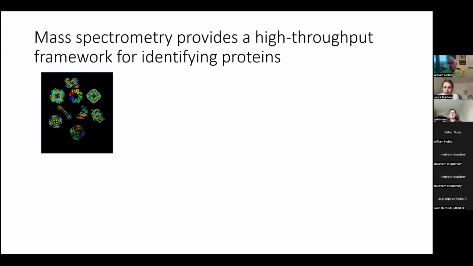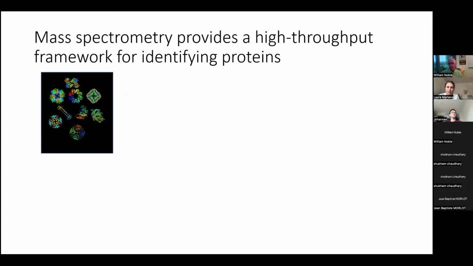But I'm happy to get interruptions as I go, and I can adjust as needed. So just to kick us off, so we're all on the same page, I want to introduce the data type that we're going to be talking about for both of the projects that I'll describe today. So this is tandem mass spectrometry data, and it's typically used for identifying, and I should say, quantifying proteins in complex mixtures, whatever kind of tissue sample or organ sample that you have.